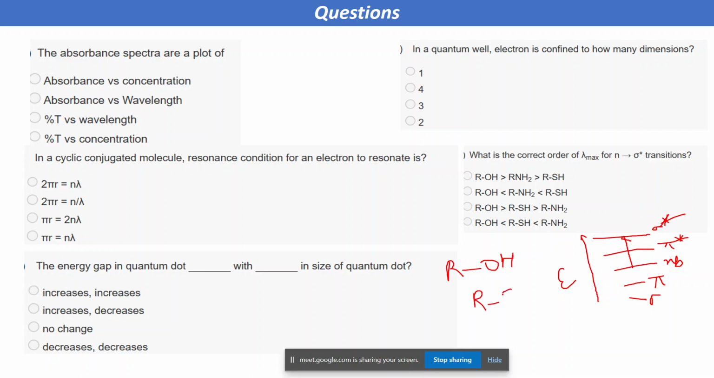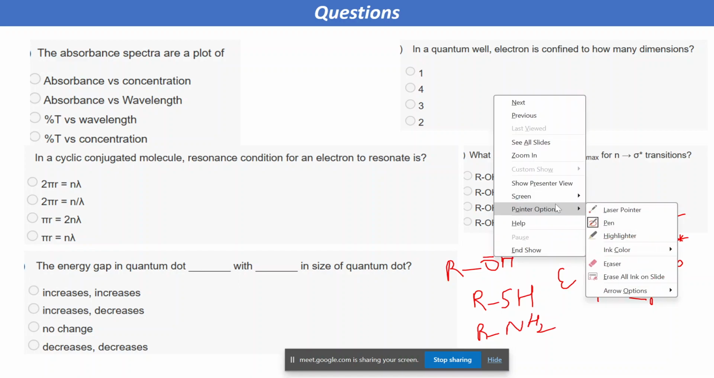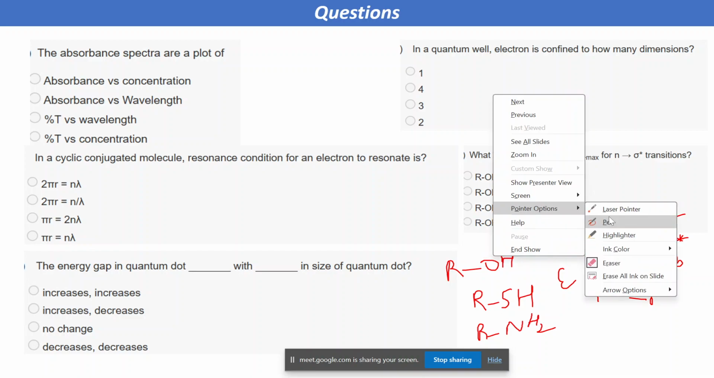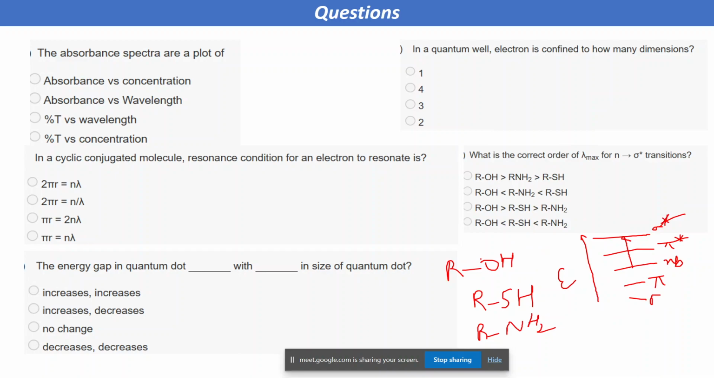RSH and RNH2, that is amine. Now if you look at oxygen, sulfur and nitrogen, they all have lone pairs. So these lone pairs are the non-bonding electrons, because they're not taking part in bonding, and that's why they're non-bonding. These lone pairs on oxygen, sulfur, nitrogen.